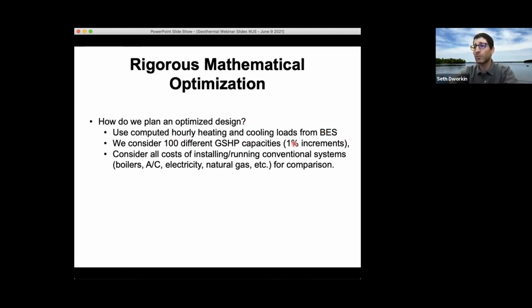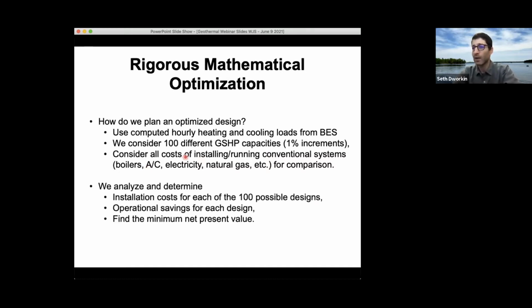And then using 1% increments, we'll look at, say, 100 different ground source heat pump capacities, simulating larger and larger systems. And for each of those 100 iterations, we'll consider all costs of installing and running the conventional systems, as well as the geothermal systems, and make a comparison. So then we'll determine the installation costs, the operational savings, and use that to find a minimum net present value.